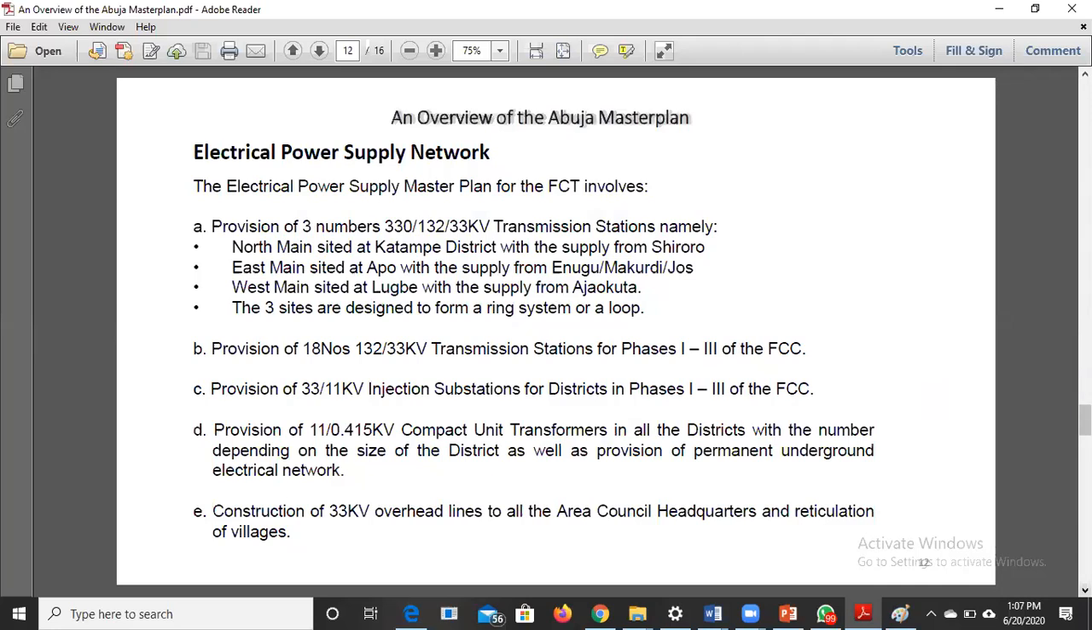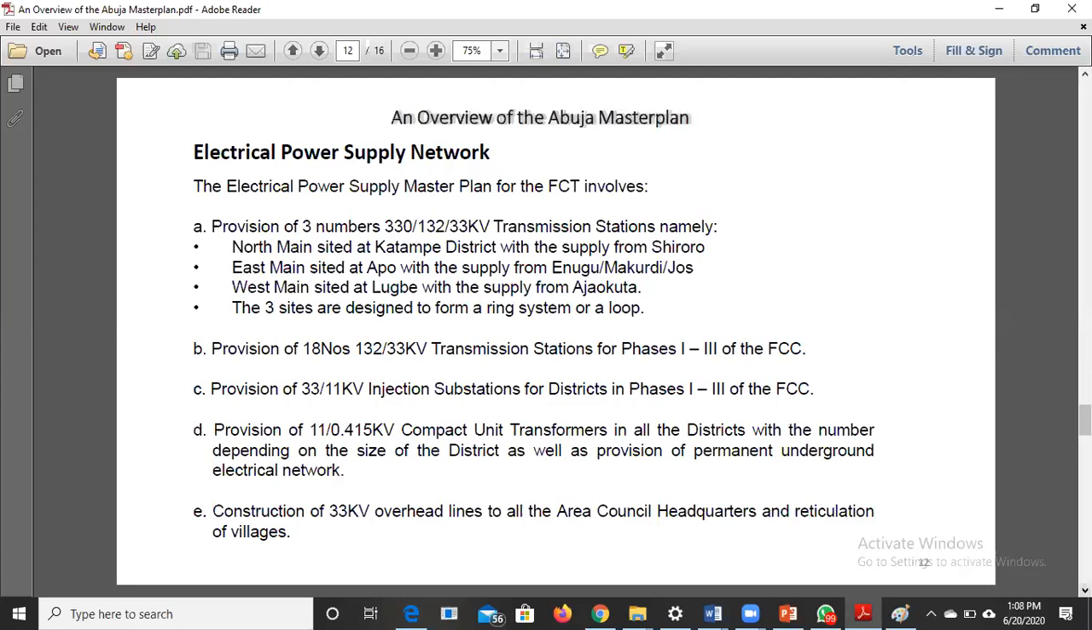It's located at Apo. It's somewhat completed, but it cannot take 330 kV today. But that is the overall idea, eventually. Then work has begun on the West Mains at Lugwe. I think it's near Obasanjo Space Center. So these are the three main sites that will receive 330 kV power into the city.